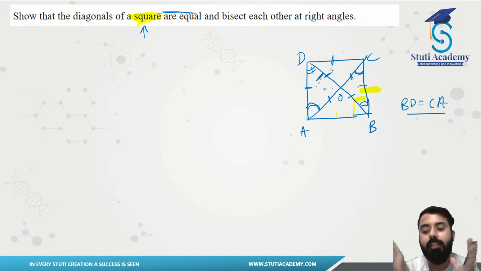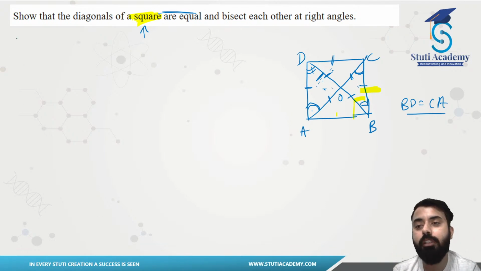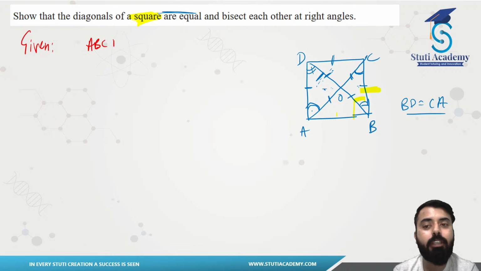So I hope you guys understand this, because I'm going to start with the proof now. So let's see what we have to do with this. So, proof. Before that, let's write given as well, so that you guys don't get confused. So firstly, let's write given. What have we been given? We have been given that ABCD is a square.